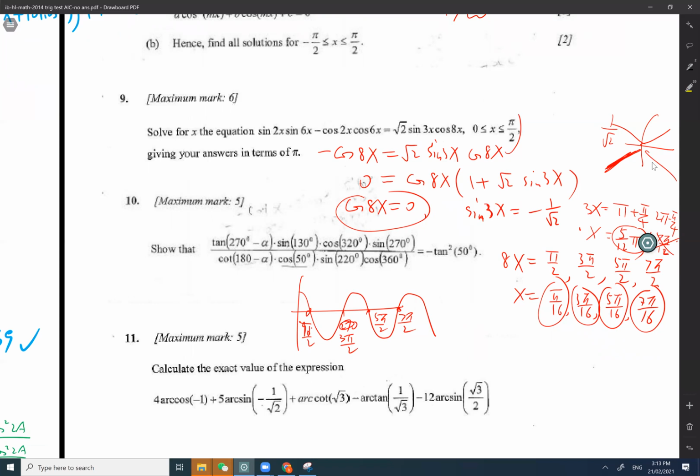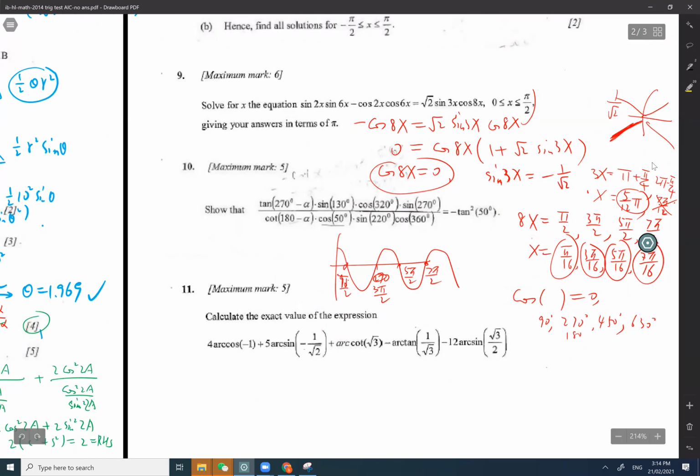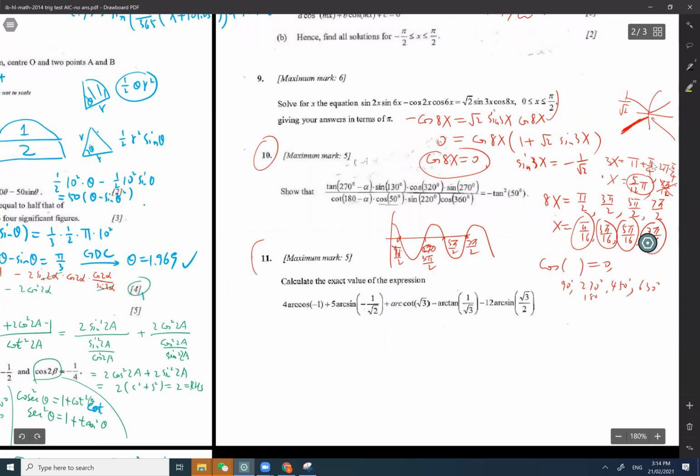Okay, cos what equals 0? That's the question. Could be 90 degrees plus 180, 270 plus 180, 450 plus 180, 630, just like this. You can double check by calculator. Questions 10 and 11, exact value. Simplify.